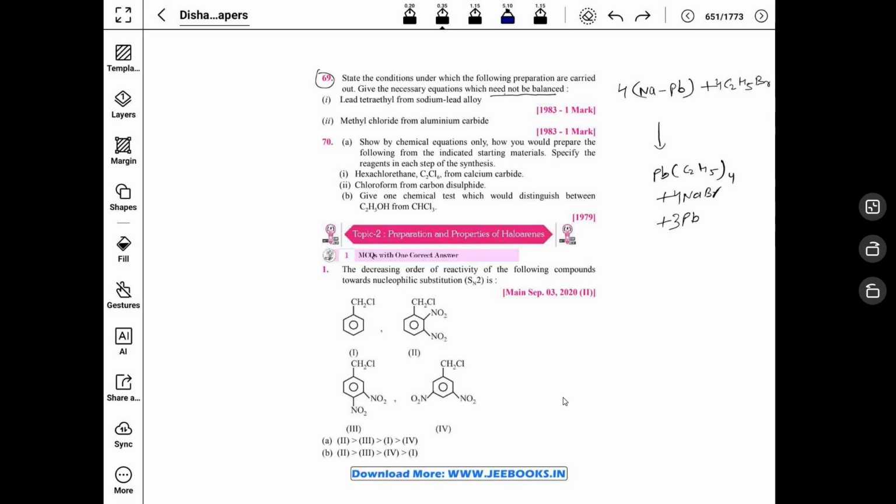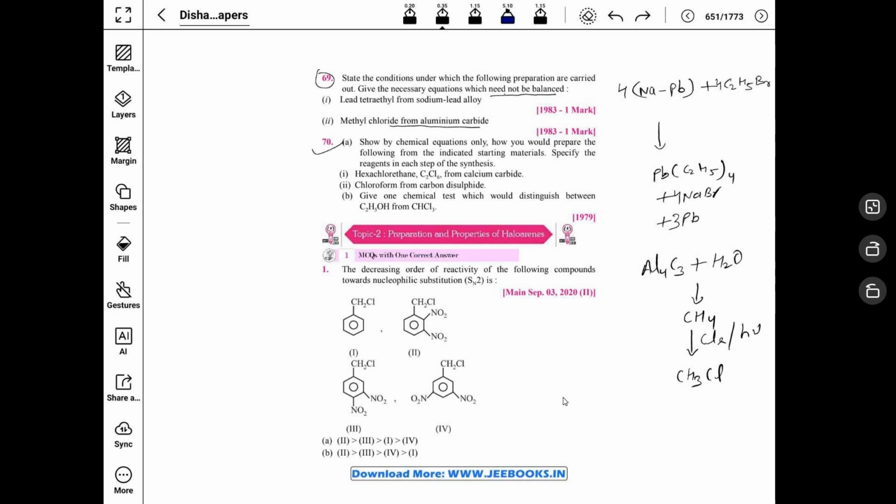Okay, now methyl chloride from aluminium carbide. So this is the structure of aluminium carbide. So aluminium carbide on hydrolysis gives methane gas, and then you can do chlorination in the presence of light to get the methyl chloride.